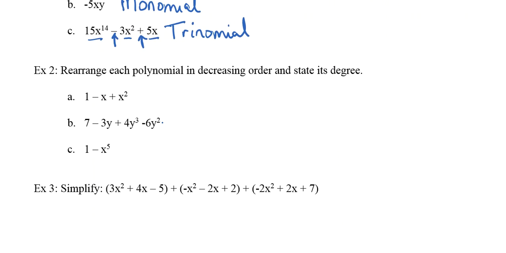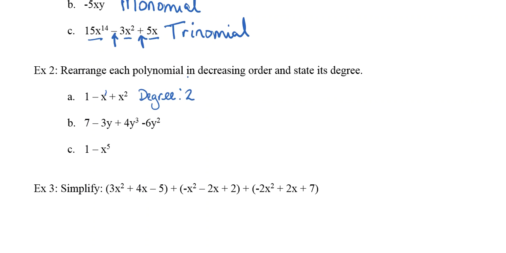So if we were to state their degree and arrange them in proper order, so highest exponent to lowest exponent, the degree of any constant is 0 because there's no variables. The degree of this x is 1, x to the first. This term has a degree of 2 because its exponent is 2. Whoever has the largest exponent is the one that's the degree of the expression. So this is a trinomial that has a degree of 2 because that's the highest exponent.